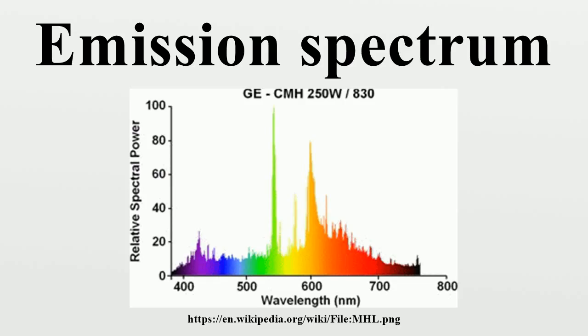The emission spectrum can be used to determine the composition of a material, since it is different for each element of the periodic table. One example is astronomical spectroscopy, identifying the composition of stars by analyzing the received light.